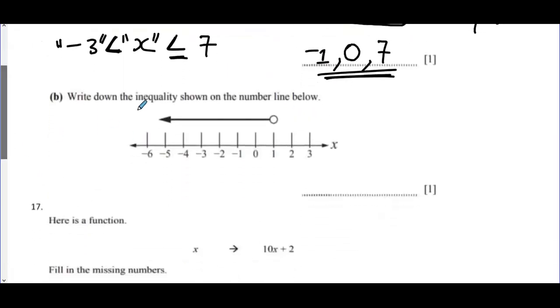All right, so we have: write down the inequality shown on the number line below. When you see this symbol, there is a difference between this symbol and when it is shaded.